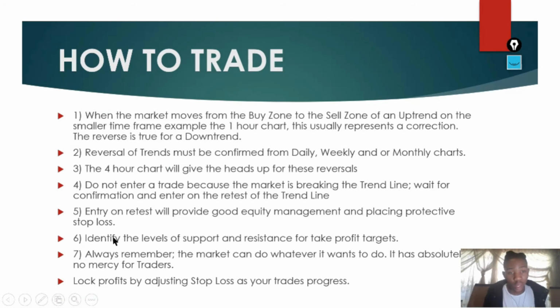So now, how to handle your trades, how to trade. Usually when the market moves from the buy zone to the sell zone of an uptrend on the smaller time frame, let's say for example 1 hour, it usually represents a correction. What the correction is, it's like a weak creation for a bigger time frame. Some people use sell zones and buy zones on smaller time frames. They don't see consistency because they're applying them incorrectly. Play the long game, use bigger time frames, know the overall direction.